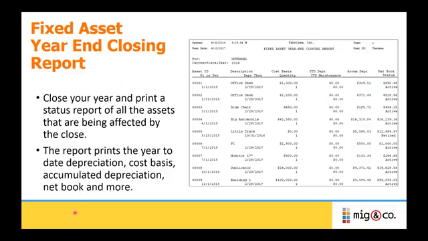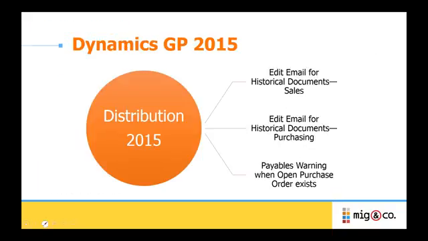So let's go ahead and move on. We have 20 minutes left, so try to keep it brief. So here's some of the improvements that were added to the distribution series in GP 2015. You can edit email for historical documents and sales.